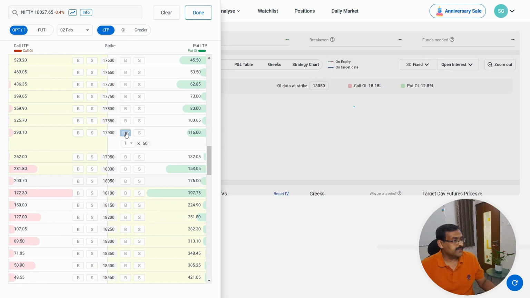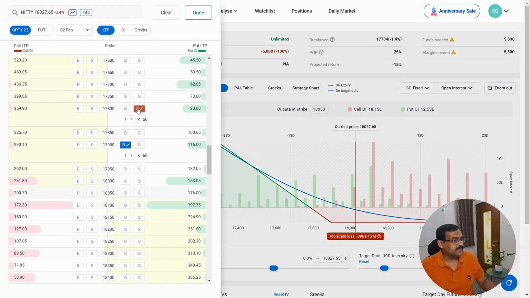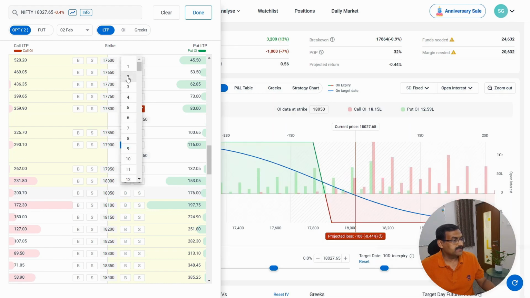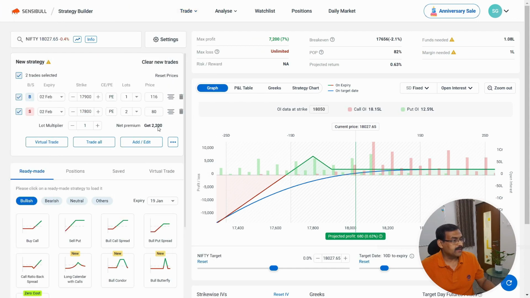So I'm choosing the 17,900 put option for buy and the 17,800 put option for selling two put options. So this is the put credit spread it has become, and the total premium that you receive is 2,200. This is the credit spread, and you can also see the break even point on the lower side for this one open put option, 17,656. And again, it is an unlimited loss strategy on the downside.